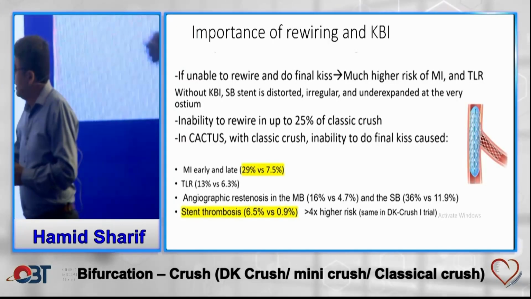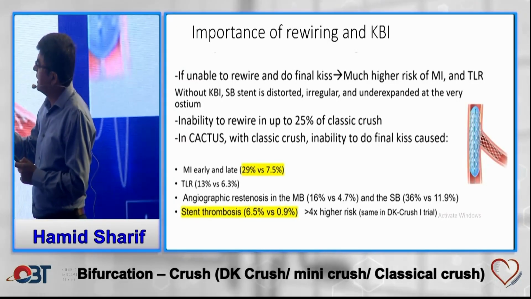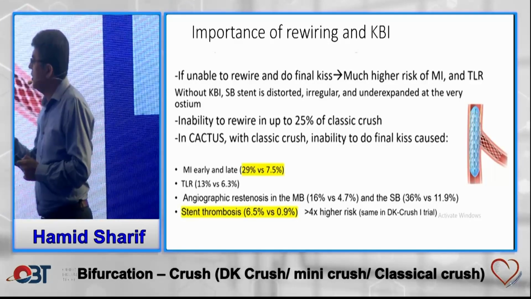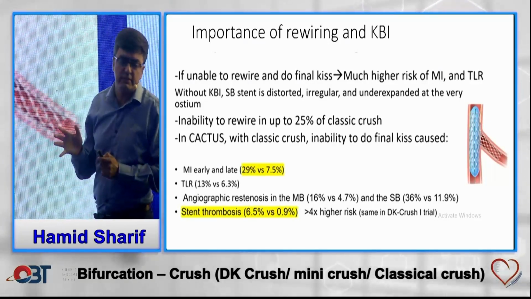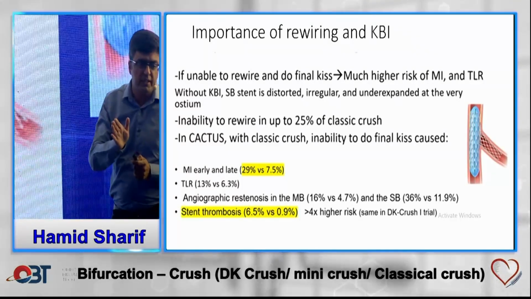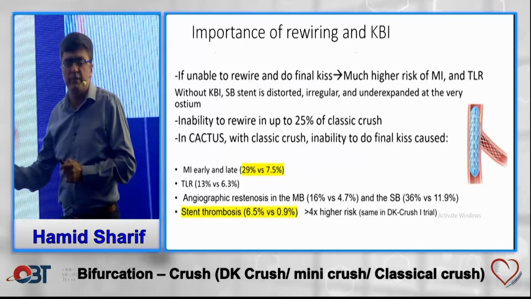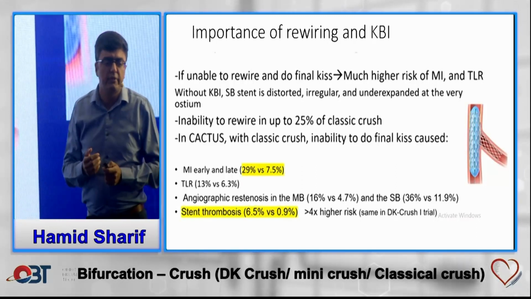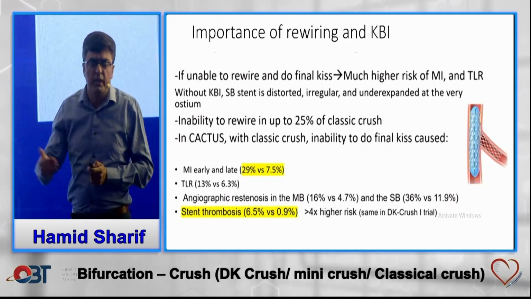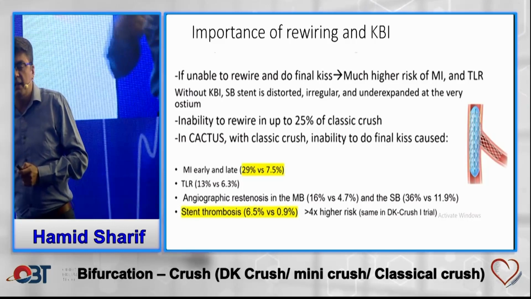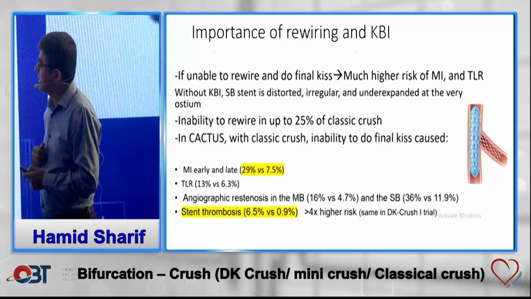Another important thing is that in the CACTUS trial, we had inability to rewire in up to 25% of the cases. So with 3 layers of stent, it is very difficult to recross. That is why in approximately a quarter of the patients, they end up without doing a recross and final kiss. So over a period of time, the procedure evolved, and then Professor Chen et al. came with the DK crush technique.